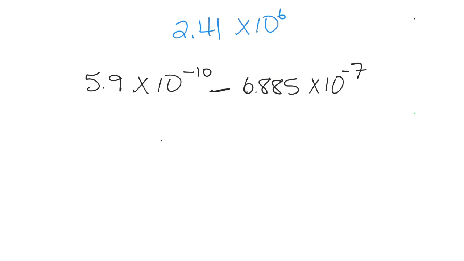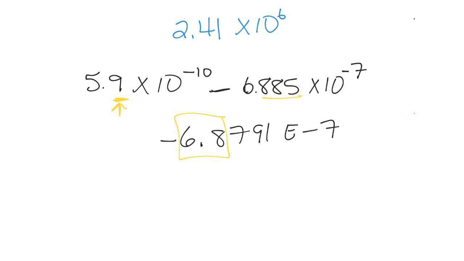And my answer, oh, it's a negative number, but it doesn't matter. Now, I only have 1 place past the decimal here. Well, actually, let's give you what the calculator says. The calculator says negative 6.8791 E negative 7. Now, as I said, this only has 1 place past the decimal, this has 3. So we've got to go with 1 place past the decimal. So my answer is negative 6.9 times 10 to the negative 7.